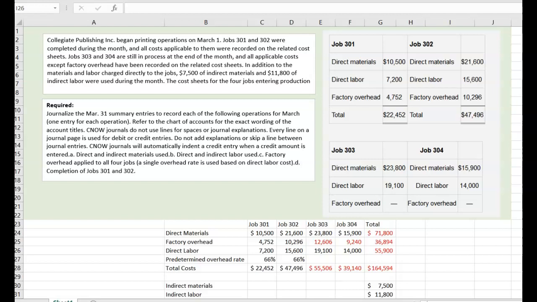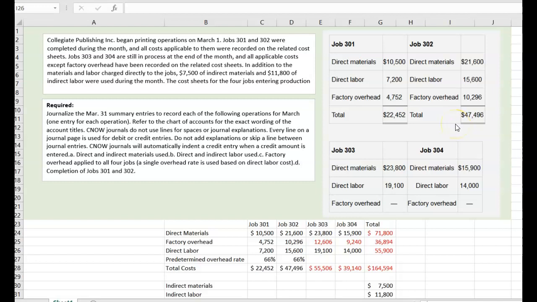Okay, hi everyone. Let's take a look at this job order costing problem. Now, I'll read that first paragraph. This is what you see right here. Okay? Collegiate Publishing began operations on March 1st. Jobs 301 and 302 were completed during the month, and all costs applicable to them were recorded on the related job cost sheets. Now, these are the job cost sheets over here.